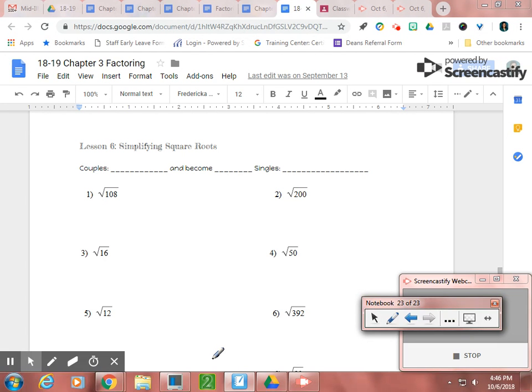Simplifying square roots is a pretty simple concept as soon as you get the hang of it. So you just need to do a couple of these. Couples will always go out and become one pair, and singles will stay in. So in math class, they are old school. You have to have a date in order to go out. If you don't have a date, you have to stay underneath your square root.